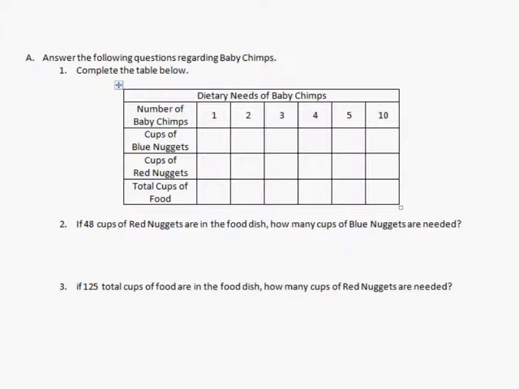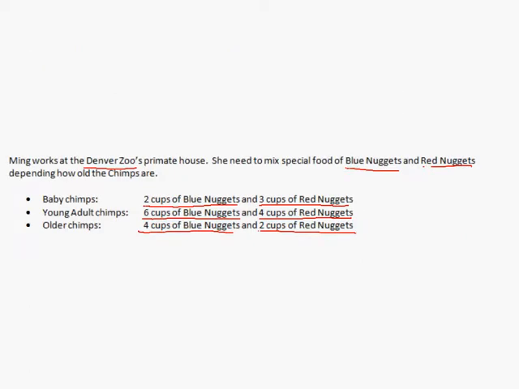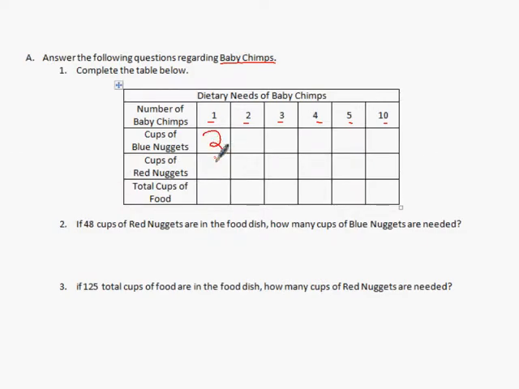Answer the following questions regarding baby chimps. Complete the table below. This table shows the dietary needs of baby chimps. We have the number of baby chimps from 1, 2, 3, 4, 5, and then we jump to 10. We need to figure out how many cups of blue nuggets, how many cups of red nuggets, and how many total cups of food to fill in this table. For one baby chimp we pull from this ratio. One baby chimp needs 2 blue and 3 red. If we add those up, we get 5 total cups of food to feed a baby chimp.